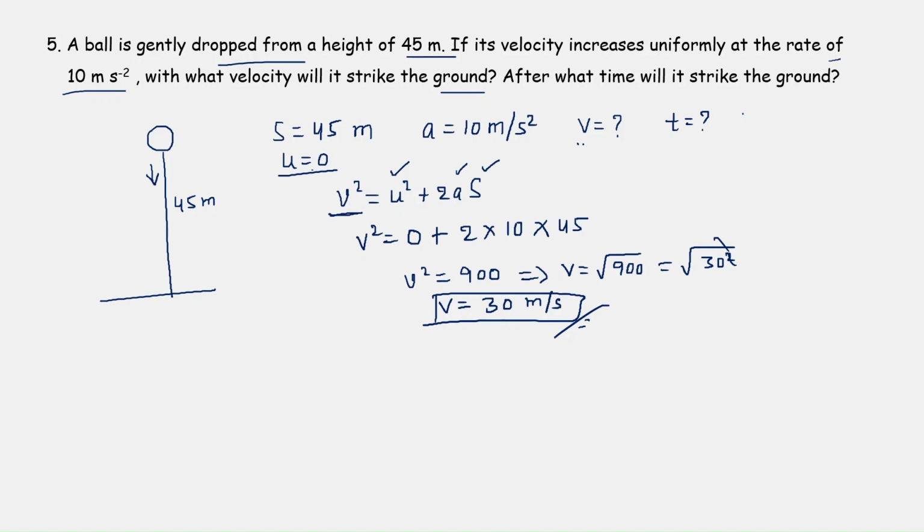So the velocity part is over. Next, we have to find the time. Which formula will you use? To find the time, you can use the first equation of motion: t equals v minus u by a. The final velocity we found out, the initial velocity is 0, and the acceleration is 10, so easily we can write 3 seconds. If you drop a ball gently from a height of 45 meters, it will take 3 seconds to reach the ground with a final velocity of 30 meter per second. So hope you have understood. Let's go to the next question.